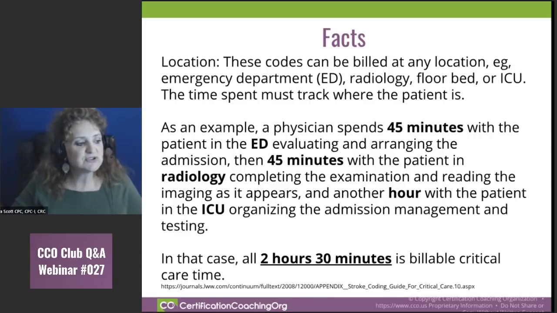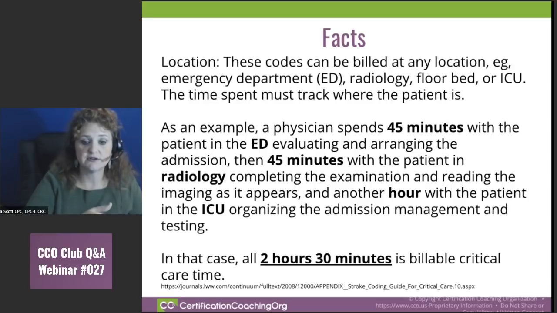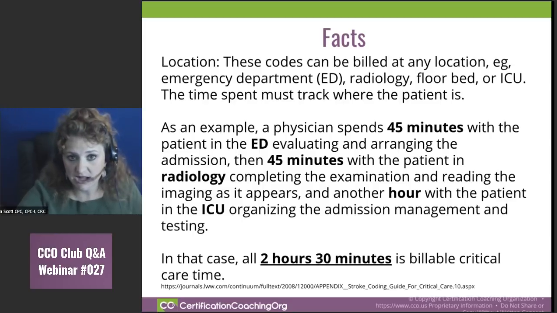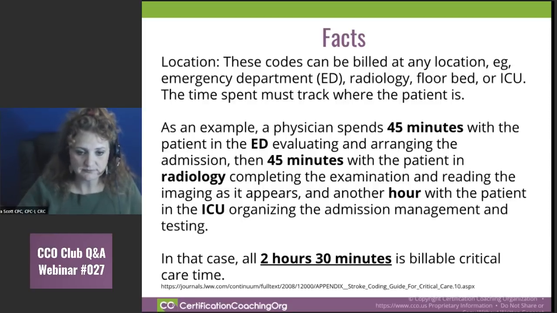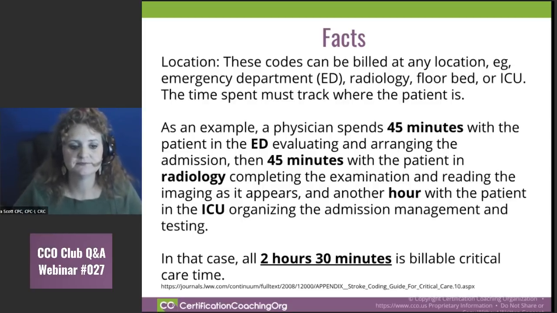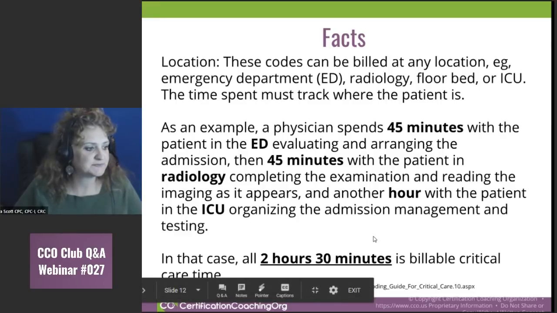Now, these are the type of questions that you're going to see on the exams when you're dealing with critical care, right? You need to know that it's okay for the provider to be taking care of the patient in the ER and in radiology, okay? You get to add them together. Location.